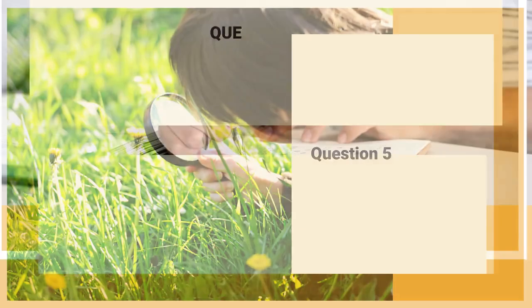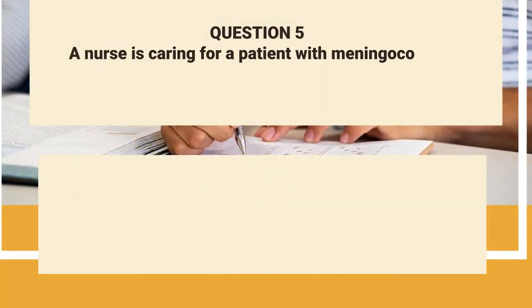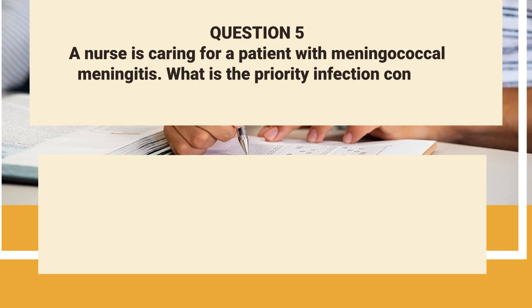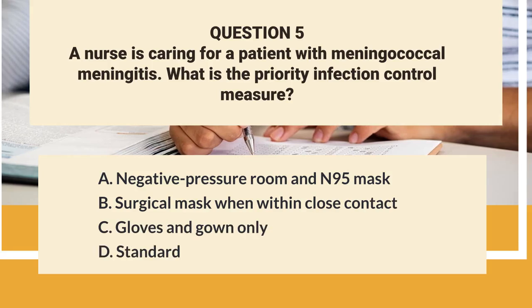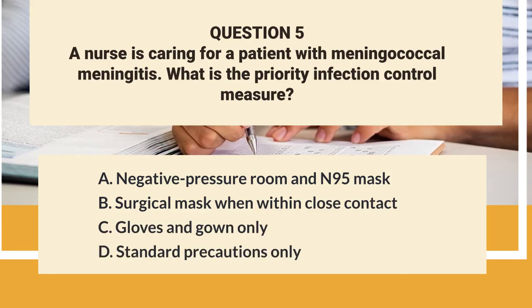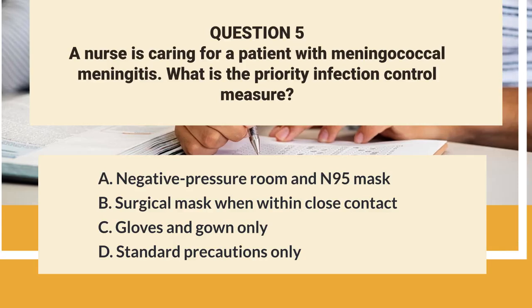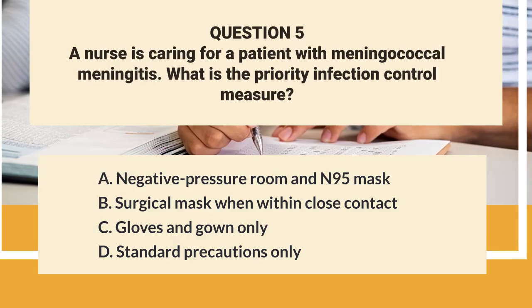Question 5. A nurse is caring for a patient with meningococcal meningitis. What is the priority infection control measure? A. A negative pressure room and N95 mask. B. Surgical mask when within close contact. C. Gloves and gown only. D. Standard precautions only.